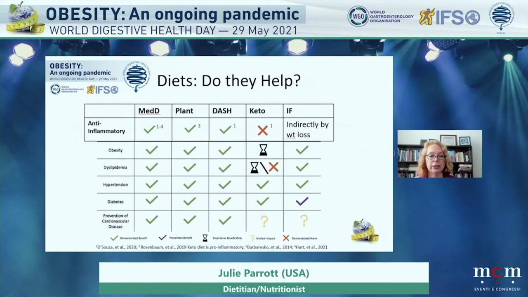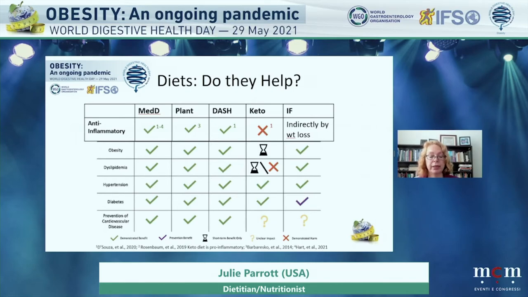The DASH, which is Dietary Approaches to Stop Hypertension, emphasizes servings and portions, and it does allow more sweets per week. The ketogenic diet focuses on macronutrients, limits daily carbohydrate intake to less than 50 grams with fat as the primary macronutrient, followed by protein. It may reduce weight, but without dietary modifications, the research shows it increases intestinal inflammation.